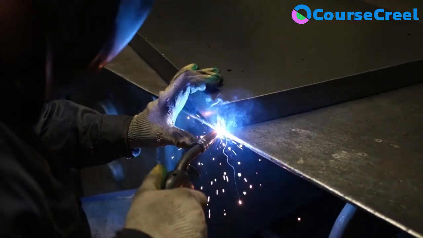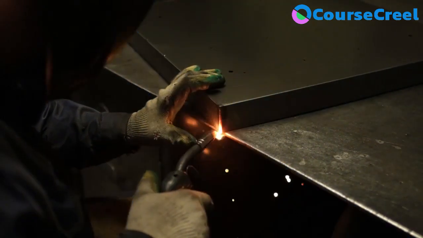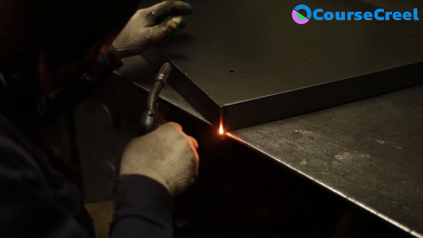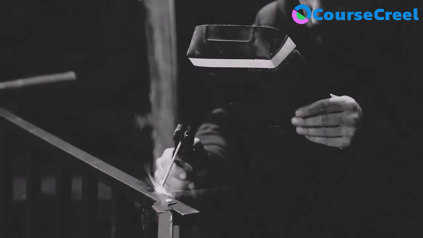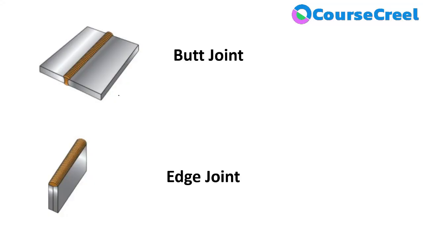It can be gas welding, it can be arc welding or another type of welding with a particular type of joint. So here we are going to discuss different types of welding joints. Let's discuss different types of welding joints one by one. I'm going to start with butt joint.